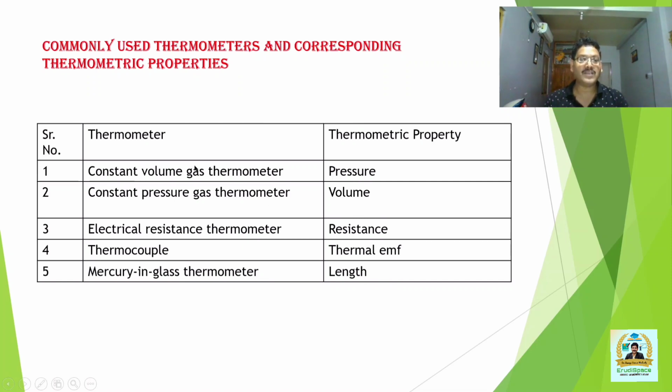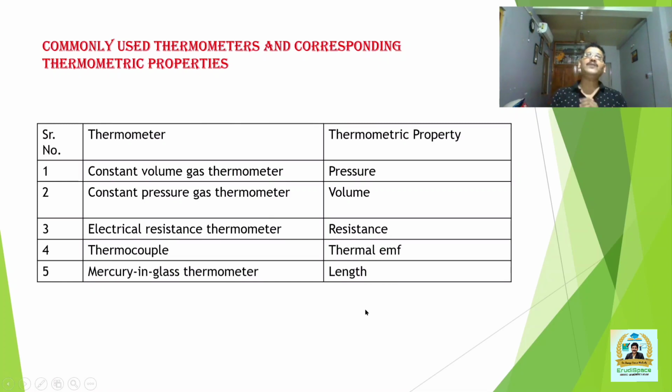First one is the constant volume gas thermometer, where the thermometric property is pressure. Second one is the constant pressure gas thermometer, where the thermometric property is volume. The third one is the electrical resistance thermometer, where the thermometric property is electrical resistance. Then you have the thermocouple, whose corresponding thermometric property is thermal EMF. And the last but most commonly used thermometer is the mercury in glass thermometer, where the thermometric property is length.